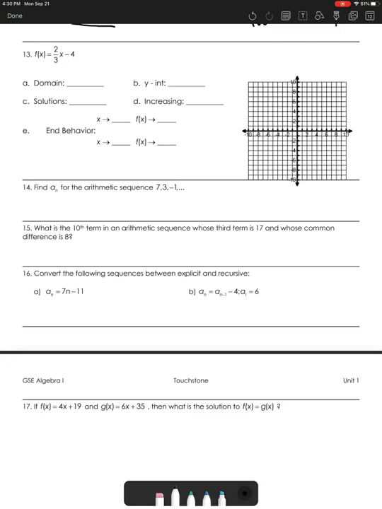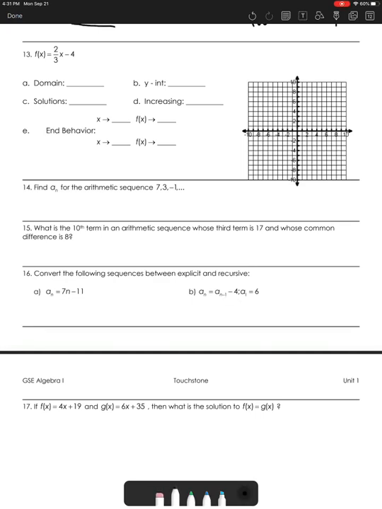So this is talking about converting sequences between explicit and recursive formula. So recursive formula, all that means is that it's written in terms of the previous term. That's why you see this n-1 here.